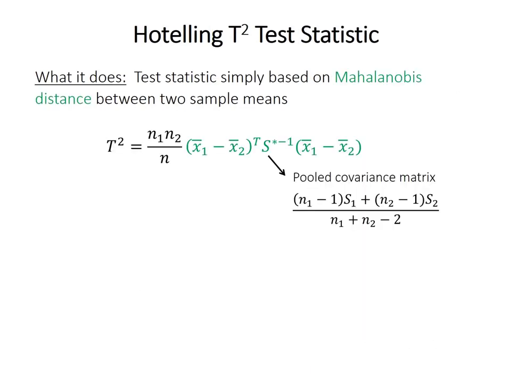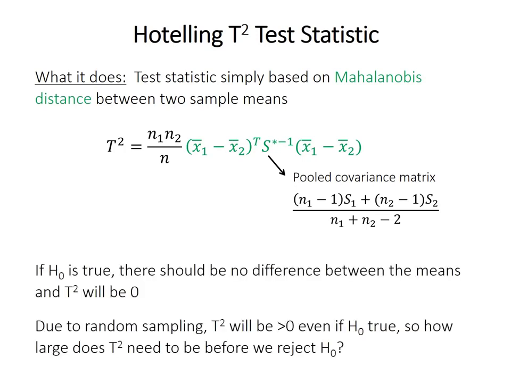So what does the test do? Well, the test statistic T-squared is based on the Mahalanobis distance between the two sample means. If you need a refresher on the Mahalanobis distance, the previous video discusses that. The covariance matrix here is something called the pooled covariance matrix, which is just the covariance matrix for each sample weighted by the sample size, or technically by the degrees of freedom. If you think back to the t-test, you can see how this is quite similar to the pooled standard error in the t-test.